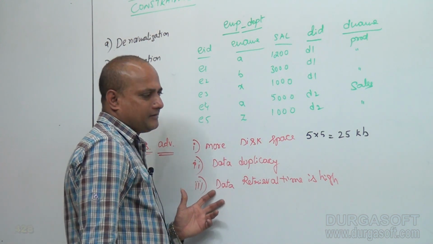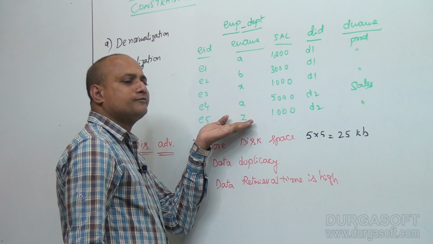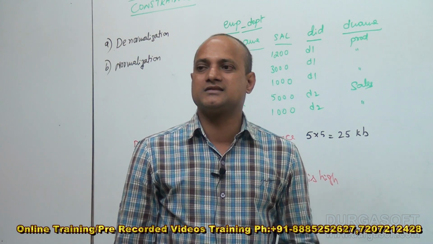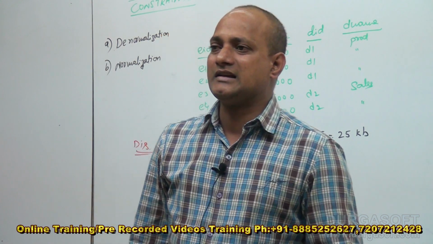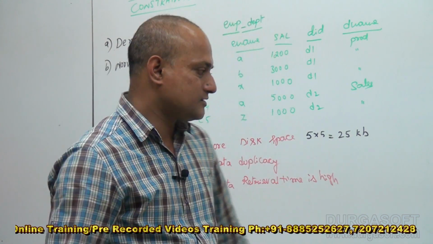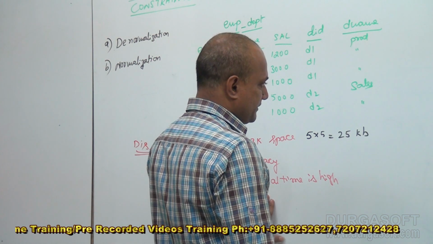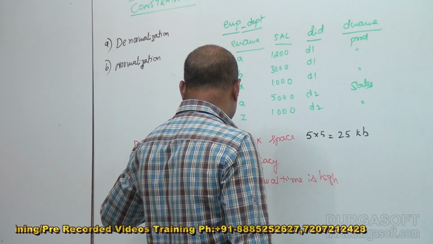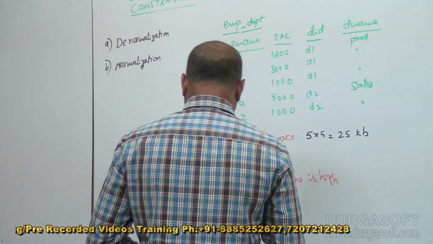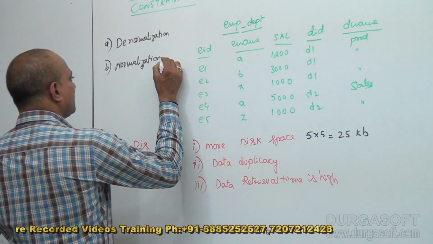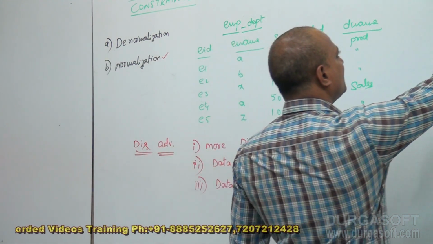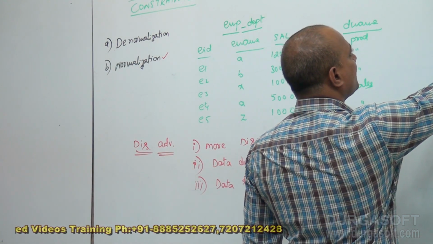And for data retrieval time, if there are more values, it will take more time to fetch your data. If there are fewer values, it will take less time. So data retrieval time is also very high. Now, how can I avoid these disadvantages? Then we can follow the normalization concept. What is normalization?